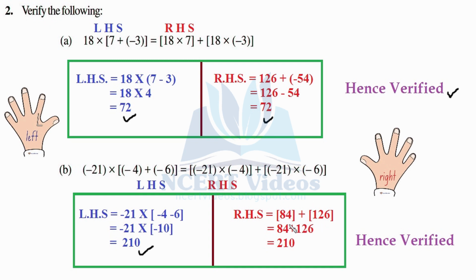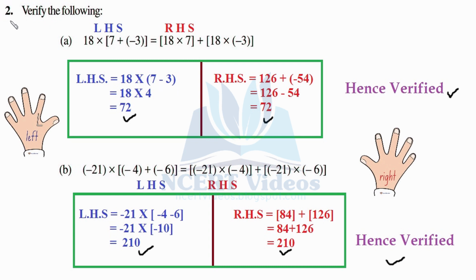Minus minus is plus. Now it is just a matter of addition. You add it. It turns out to be 210. 6 plus 4 is 10. 1 carry, 8 plus 2 is 10 plus 1 is 11, and 1 plus 1 is 2. Therefore, it gives you 210. So both sides, left hand side and right hand side, are equal, hence verified.